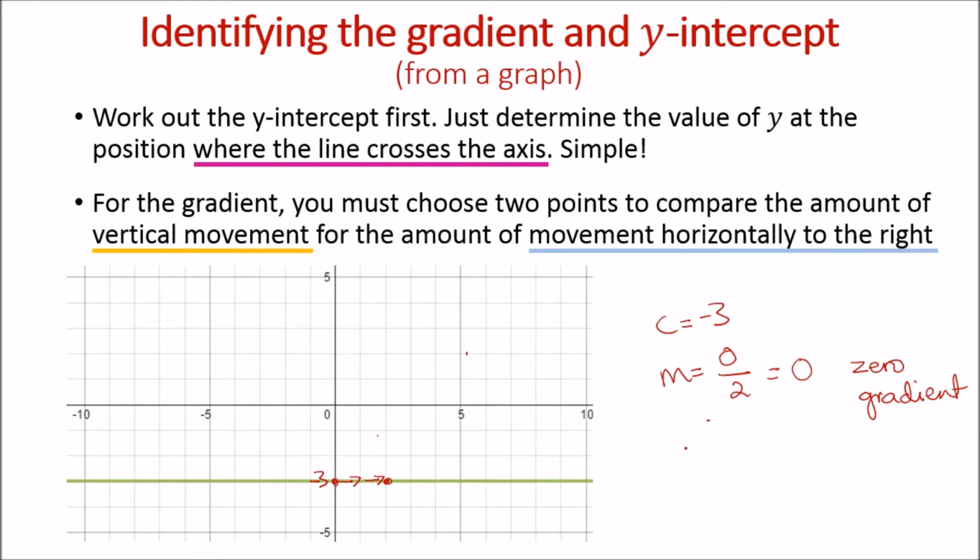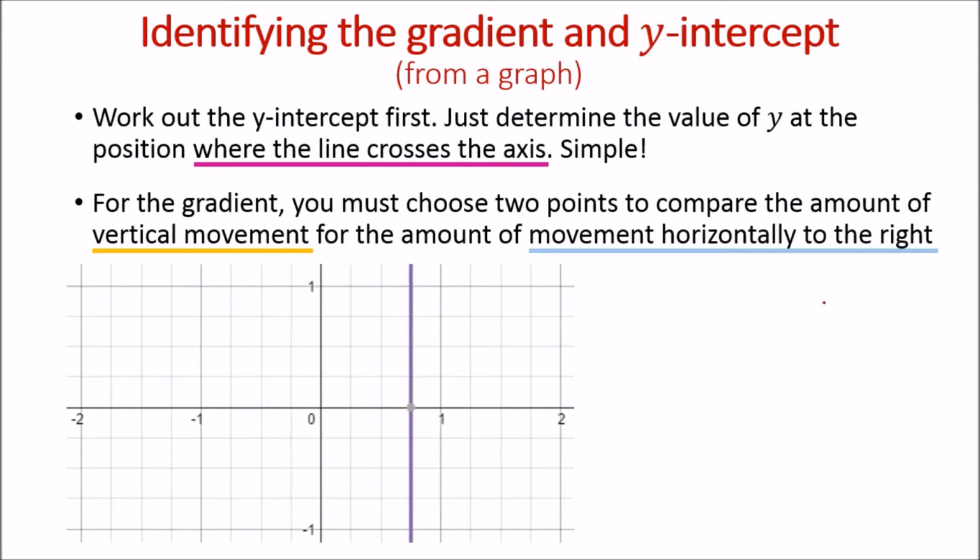So in terms of y equals mx plus c, m is 0 and c is -3. But of course we don't write that out, so really this is just the line y equals -3. And if you're comfortable recognizing that this is a zero gradient line, you might be able to go straight to y equals -3 without going through the calculations over here.